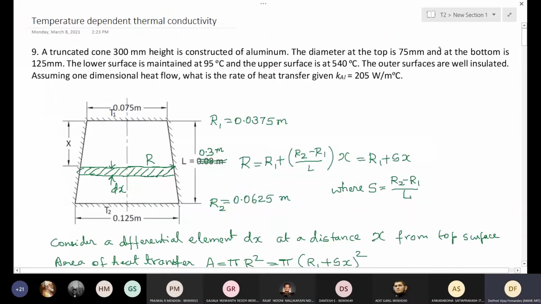So we are almost at the end of the first chapter. Only two main topics are remaining: one is temperature dependent thermal conductivity, and the other is contact resistance.